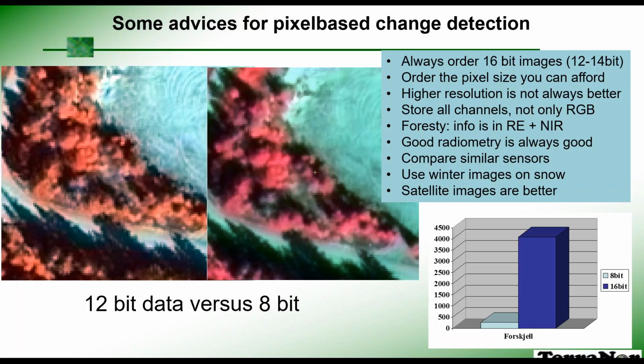For forestry and for agriculture, the greatest value is in the chlorophyll. The new channel they use now is red edge. It's between near infrared and red, and that's where the chlorophyll is most active, sending back the reflectance. In my opinion, good radiometry is always good. Having a good sensor with good radiometry is sometimes much better than having high resolution.